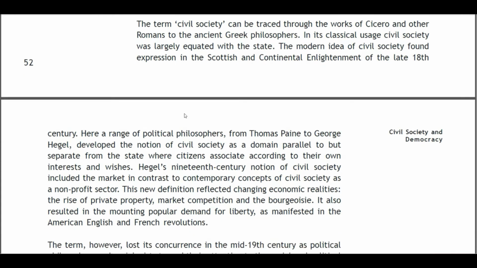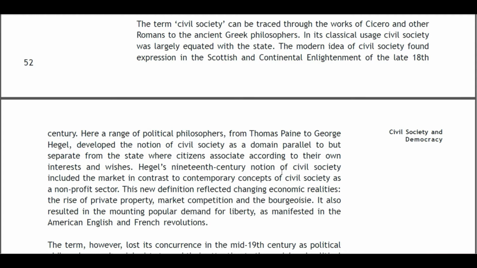The term civil society can be traced to the works of Cicero and other Romans, and to the ancient Greek philosophers. In its classical usage, civil society was largely equated with the state. The modern idea of civil society found expression in the Scottish and continental Enlightenment of the late 18th century. Here, a range of political philosophers from Thomas Paine to Georg Hegel developed the notion of civil society as a domain parallel to but separate from the state, where citizens associate according to their own interests and wishes.